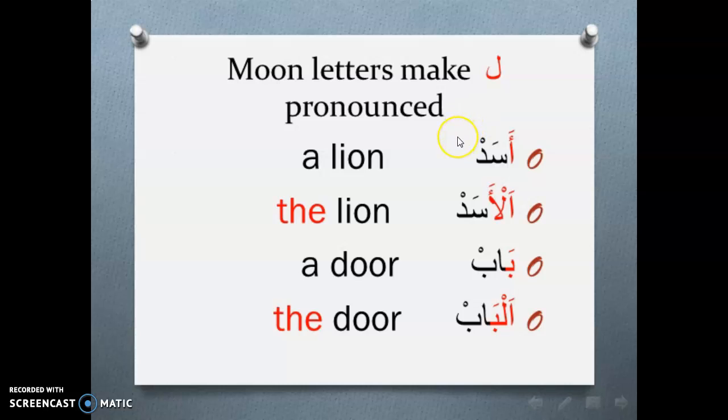Okay, let's read the words again together. Asad, Al-Asad. Bab, Al-Bab.